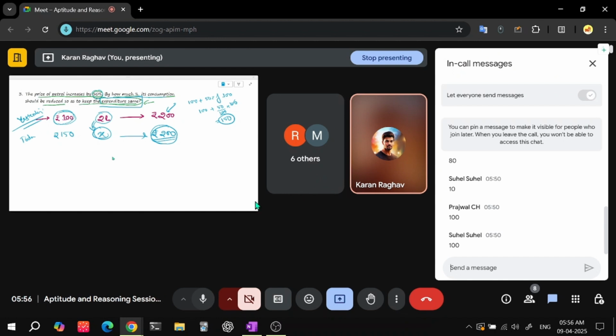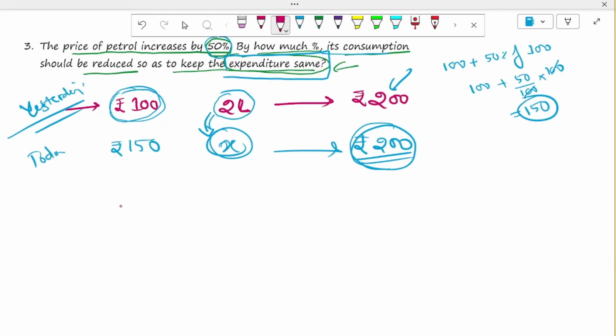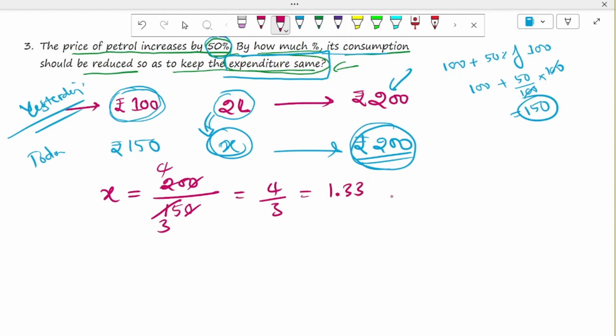Anyone? Can you find what is the value of x here? You have got 200 rupees, and the per liter price is 150. How will you solve that? x will be equal to what? Total amount present with you divided by the price per liter. So this will be equal to what? 200 by 150. 5 threes, 5 fours. So it is 4 by 3. It is nothing but 1.33 liters.